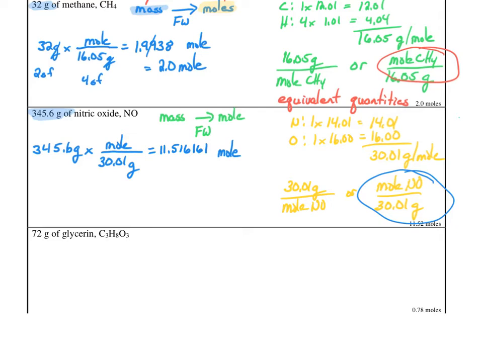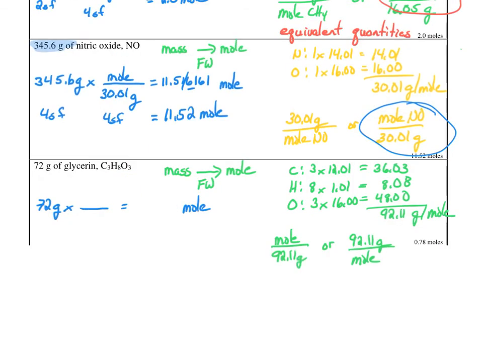Now we'll go back and do sig figs. This number has 4 sig figs. This also has 4 sig figs, so we want 4 sig figs in our answer. The first number we drop is greater than 5, so we round up, and we get the answer 11.52 moles.